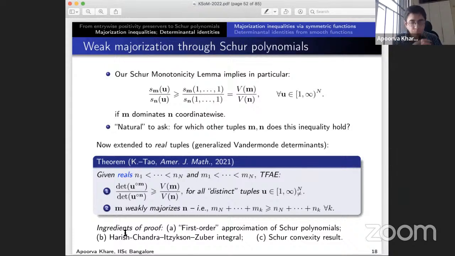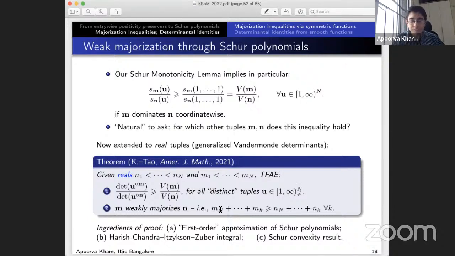Some of the ingredients of the proof are inherently algebraic, but there's also some analysis. There's a first order approximation, or the leading term to compute, of Schur polynomials or of the generalized Vandermonde determinants. And there's the Harish-Chandra-Itzykson-Zuber integral. There are some Schur complexity results. Together the proof is fairly technical, but the result is very clean: you take the ratio of two Schur polynomials, or just of two generalized Vandermonde determinants, and that beats the value of the ratio of the two for all distinct tuples if and only if m weakly majorizes n.